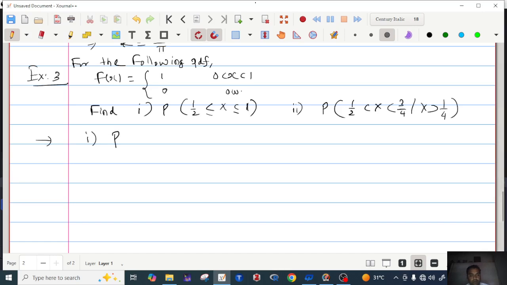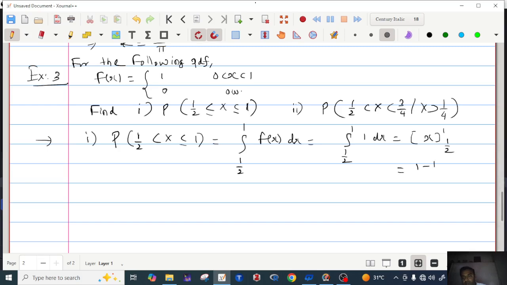So how to find these probabilities? The probability of a less than x less than b is equal to the integration from a to b, that is, from 1 by 2 to 1 of f(x) dx. What is f(x) here? 1. The integration of 1 is x. Put the values: 1 minus 1 by 2. The answer is 1 by 2.